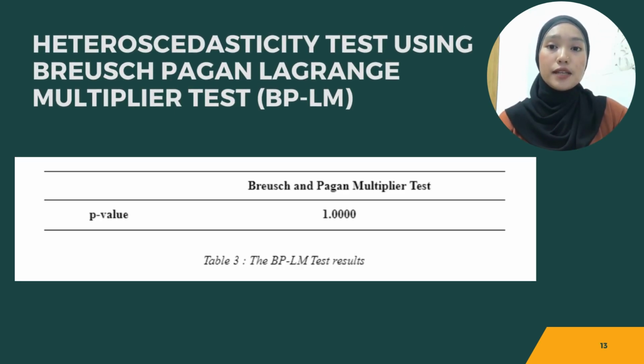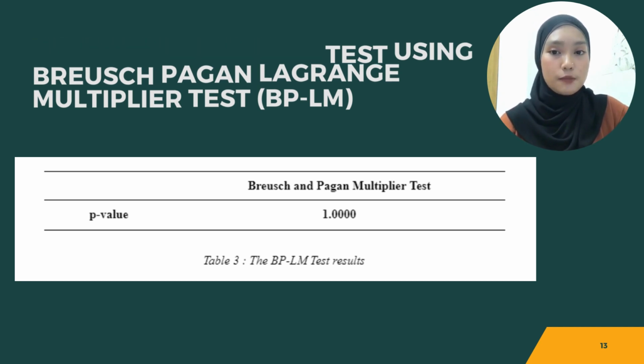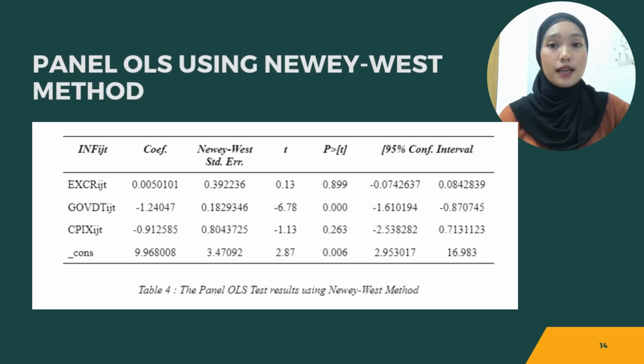If there are large random effects in panel data models, the Breusch-Pagan Lagrange multiplier test is employed to determine this. Based on the table shown, the BPLM test results in a p-value of 1.0, which is more than 0.05. Since it cannot be pooled, neither random effect or fixed effect regression techniques can be used to continue the process. The process will be finished using the panel OLS Newey West method. Because the BPLM test result is greater than 0.05, we use the panel OLS, which is the Newey West method.